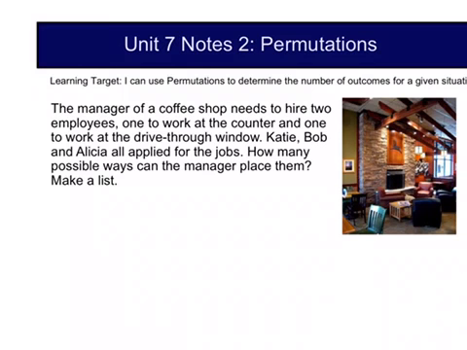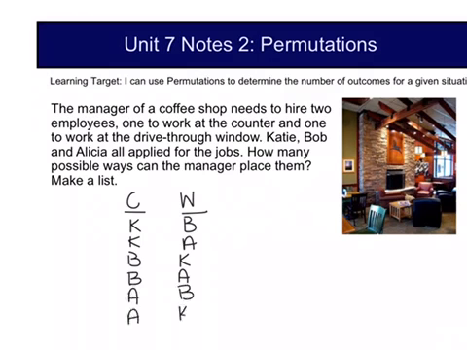So we know that we have someone that needs to run the counter and someone that needs to run the drive-through window, so the window. So we could put Katie on the counter and Bob in the window, or we could put Katie on the counter and Alicia in the window. We could put Bob on the counter and Katie in the window, or Bob on the counter and Alicia in the window. We could do that one more time with Alicia on the counter and Bob in the window, or Alicia on the counter and Katie in the window.